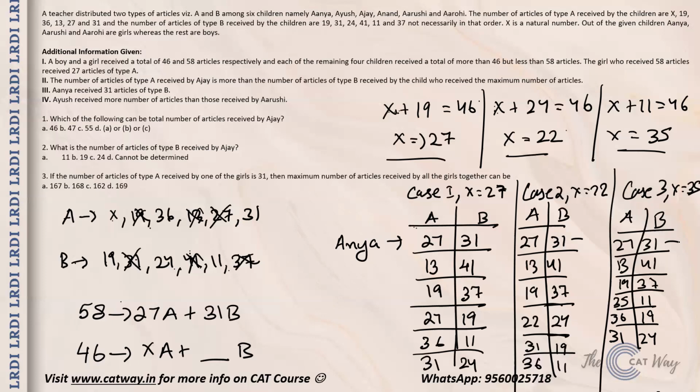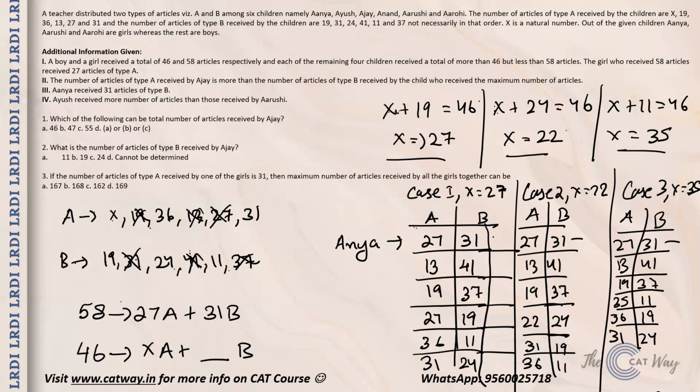We have been given that the number of type A articles received by Ajay is more than type B articles received by the child who got the maximum number of articles, and so on. So maximum number of articles is also being talked about, so we should definitely calculate the total sum in all the cases.